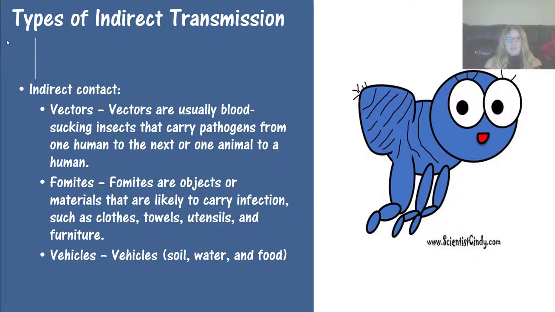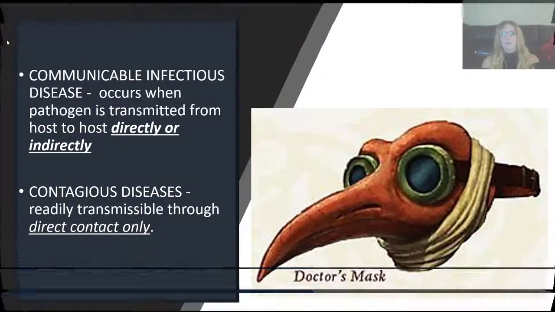Examples of indirect transmissions would be diseases that are spread through vectors, fomites, or vehicles. Vectors are usually your blood-sucking insects that carry pathogens from one human to the next or from one animal to a human. Fomites are objects or materials that are commonly known to carry infection: towels, clothes, utensils, furniture, etc. Vehicles can often carry infection, such as food, water, soil, playground equipment.